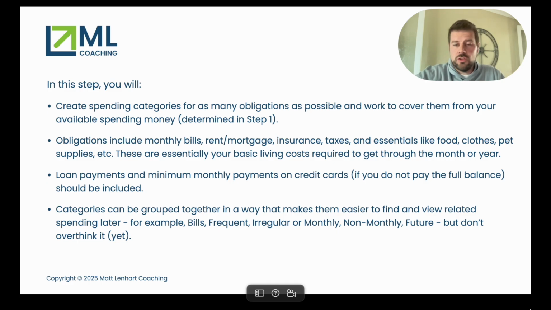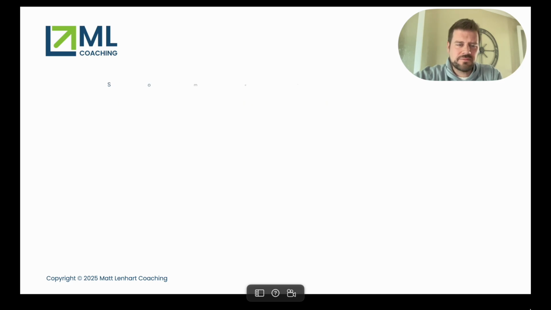Again, if you're using a budgeting tool, it will probably have a basic starting point for you, but it's just something to consider at this point. But again, don't make it so that it will stop you from budgeting. You want to start budgeting, but it's just something that you can consider as you're starting to add these categories.